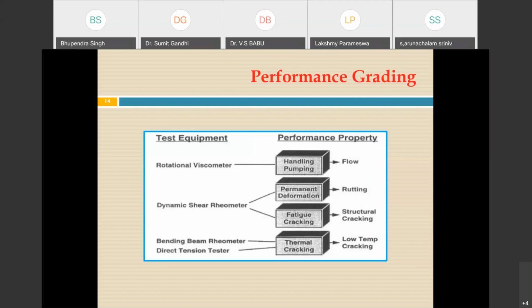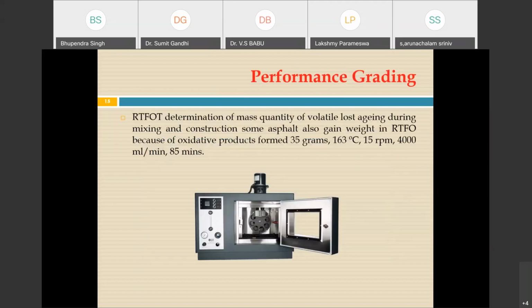Second one is the dynamic shear rheometer, in which again it is important to find out two important pavement distress parameters. One is for rutting, and the second one is for fatigue. For rutting, G star upon sine delta is checked, and for fatigue, G star into sine delta is checked. Then there is the bending beam rheometer and direct tension tester, and that is to check the thermal cracking of the binder. Now, because these tests are not such common tests, I'll be giving a brief description of these tests.